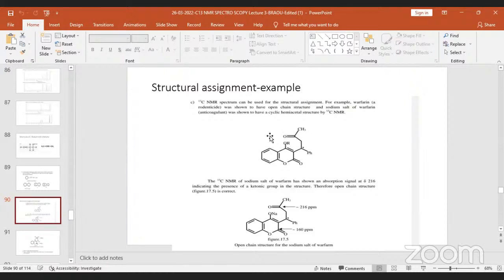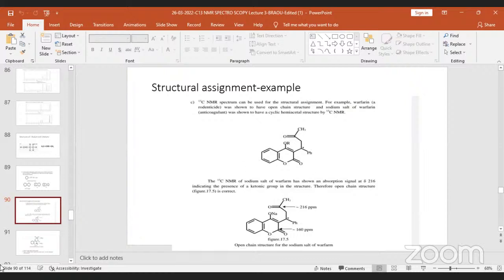That is the hemiacetal structure. Remember, alcohols and carbonyl groups undergo reaction to give hemiacetals and hemiketals. So similarly, intramolecular hemiacetal formation is possible in the case of warfarin, but there was no confirmation. In the case of the sodium salt, that kind of structure is not possible because there is no hydrogen. So here, if you observe, the carbonyl group is free. Here the carbonyl is not free.